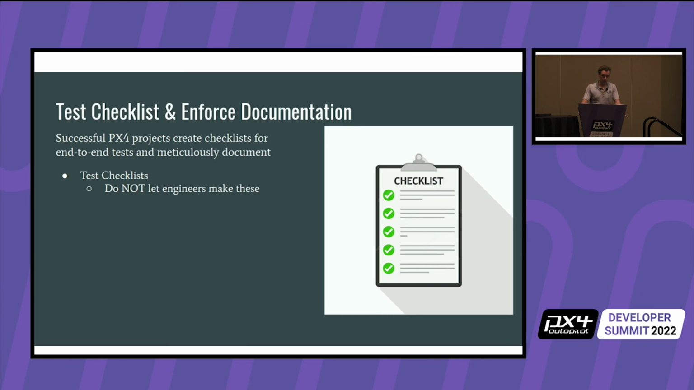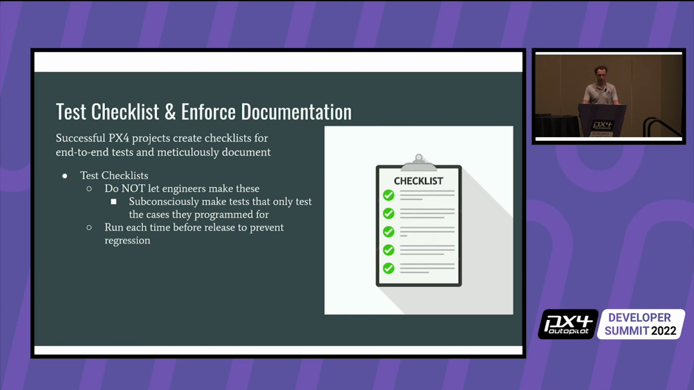Managers know what the customers want. So you need to make these test checklists for the customer and the clients. And also subconsciously, I'm a software developer and I've been here before. I make test checklists that I know subconsciously my code's going to pass. Just because it's, oh yeah, of course I accounted for that. It's in the test. But you really should be making those test checklists as a manager. And then run each time before you make a release to prevent regression.